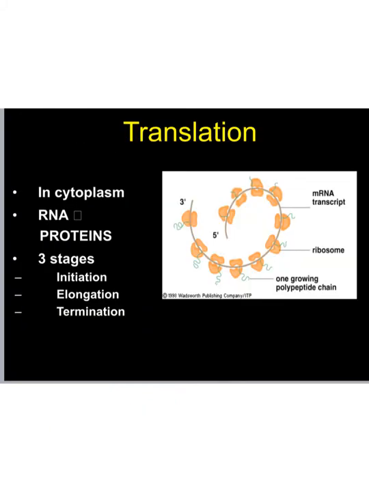Alright, so once we get our mRNA transcribed, it's now time to translate it. So remember, translation happens in the cytoplasm at the site of the ribosomes specifically. And there are three stages or phases of translation. We have initiation, elongation, and termination. So we're going to walk through those briefly so that we get a sense of what's going on in each of these phases.